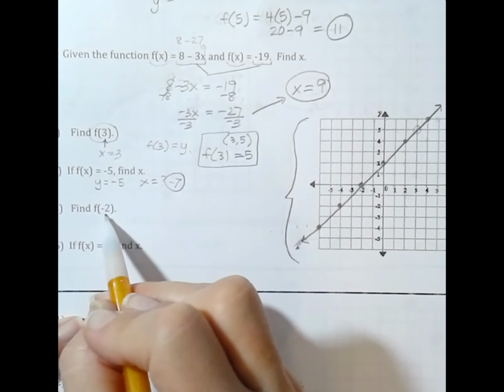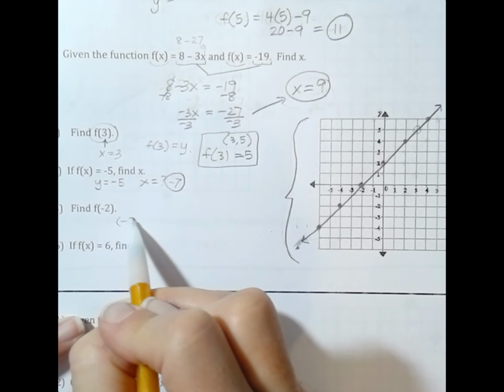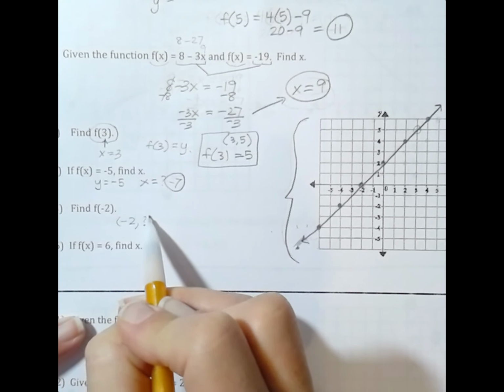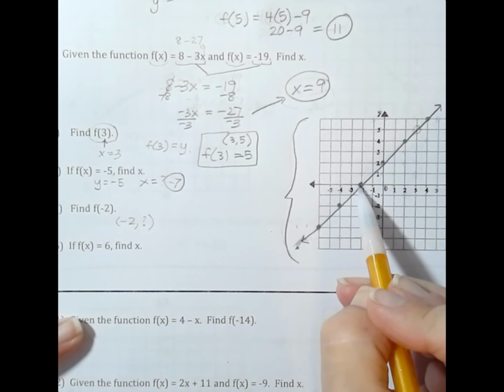Okay, f of negative 2, that's similar to number 3. That's like finding an x value of negative 2, and we want to find what the y value is. So that one's a little easier. If we go over here to x equals negative 2, you can see that our y value is 0.